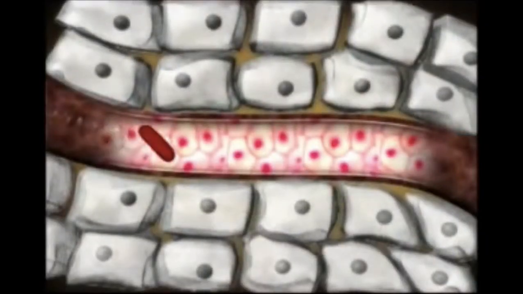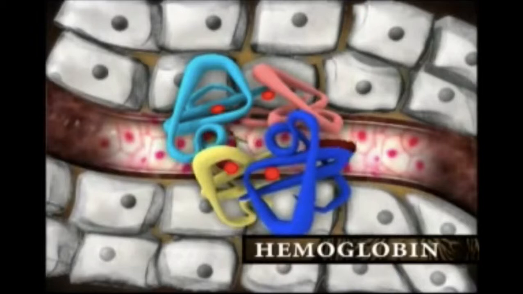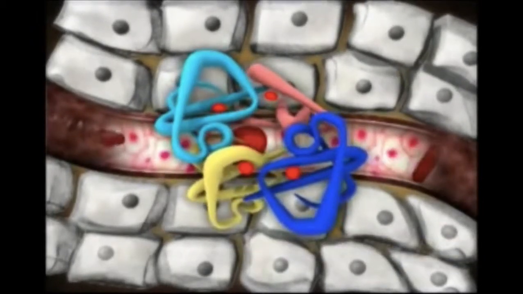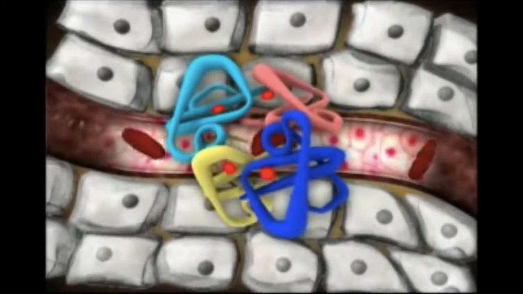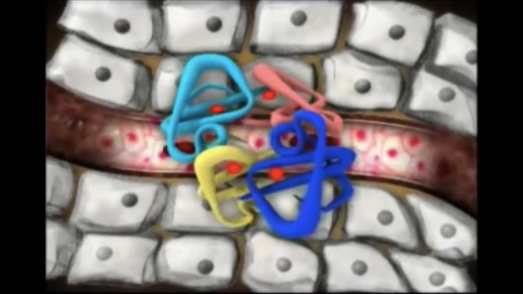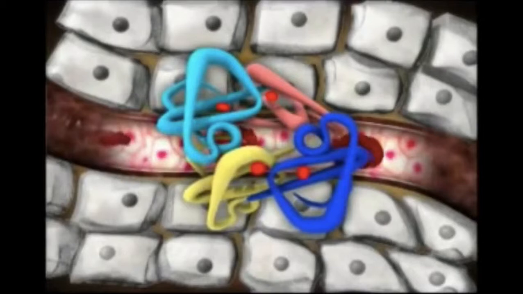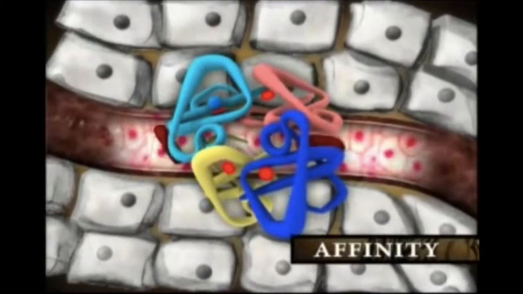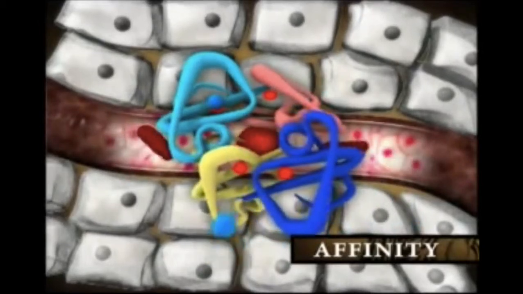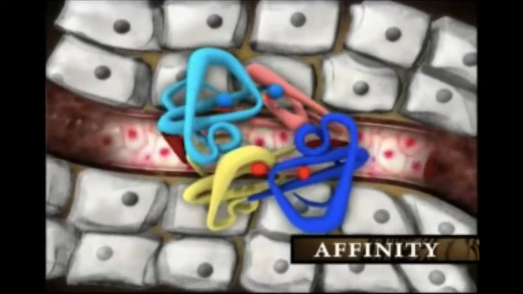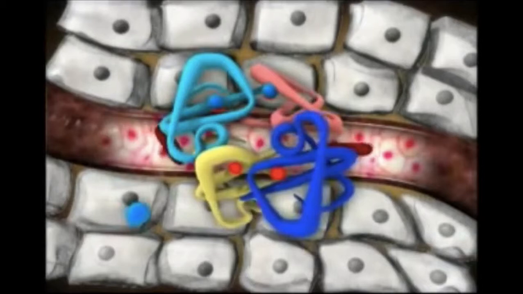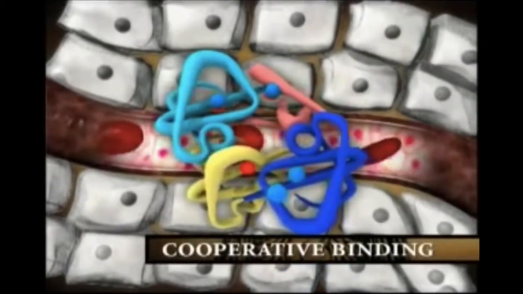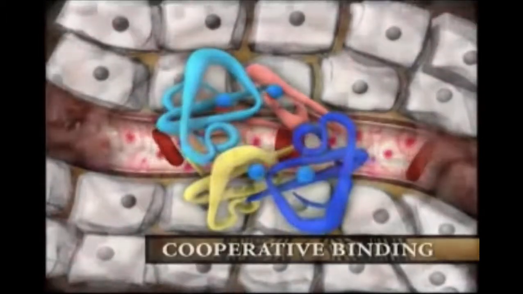Red blood cells are packed with hemoglobin, an iron-containing protein molecule that transports oxygen. Each red blood cell is estimated to hold about 280 million hemoglobin molecules. And each hemoglobin molecule can bind up to 4 oxygen molecules. Affinity is the term used to describe hemoglobin's ability to bind oxygen. Once one molecule of oxygen is bound, it's easier for hemoglobin to bind others. This is called cooperative binding.